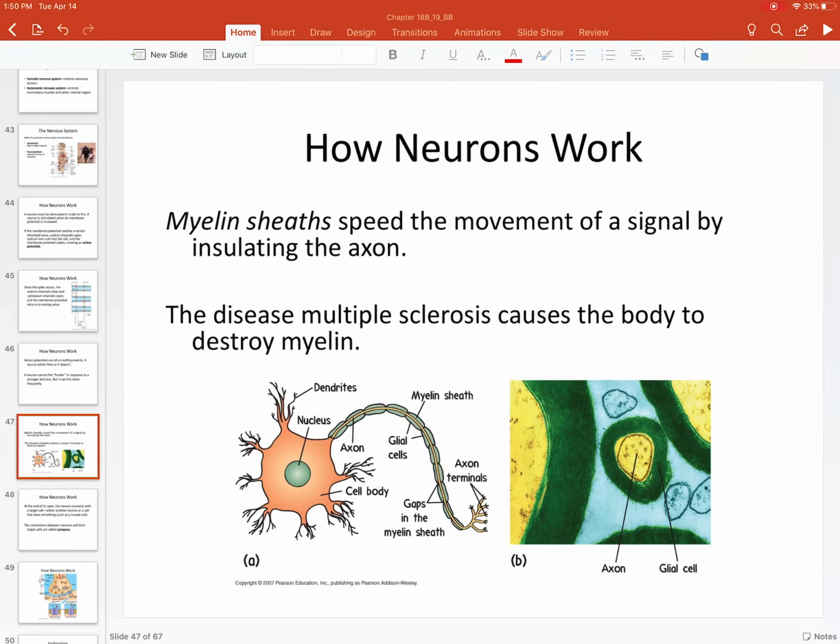All right, so your neurons are going to be protected in what's called a myelin sheath.